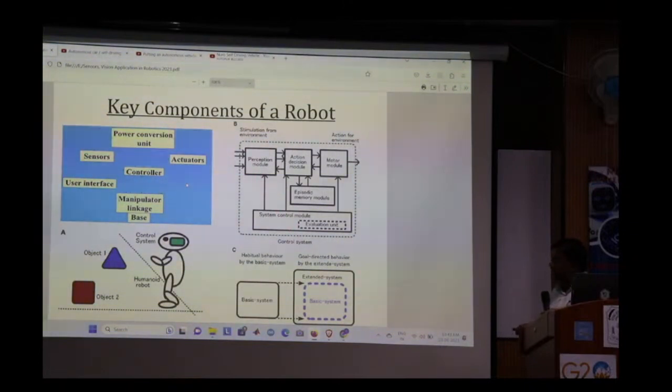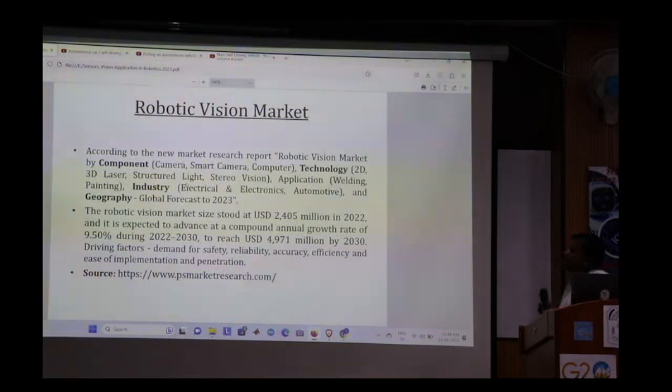Similarly, come to the third diagram, C. In C, you will see that we have a basic system and this is the extended system. The extended system includes the basic system. What we are trying to indicate is that there is habitual behavior by the basic system and goal-directed behavior by the extended system. Like human beings, if you are simply moving on the road, it's fine. But if you have a target that you have to chase, then you have to decide to keep on increasing your speed until you reach the target or are able to grab the moving object, right?